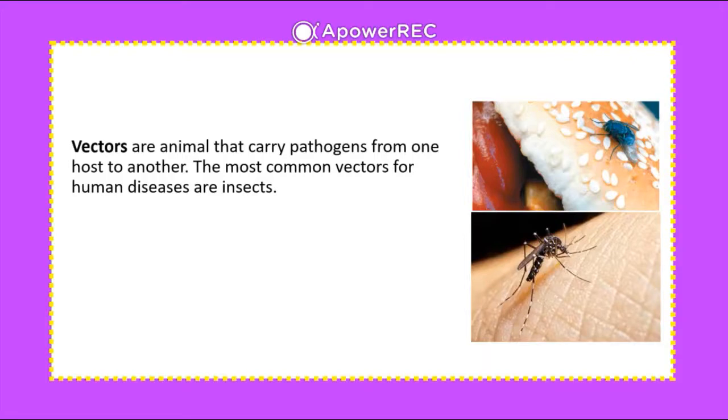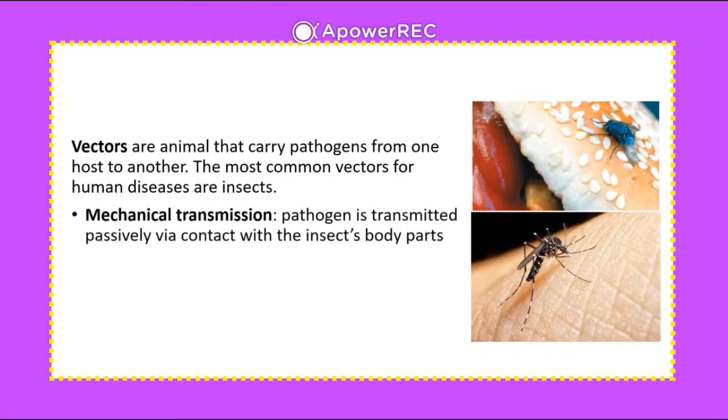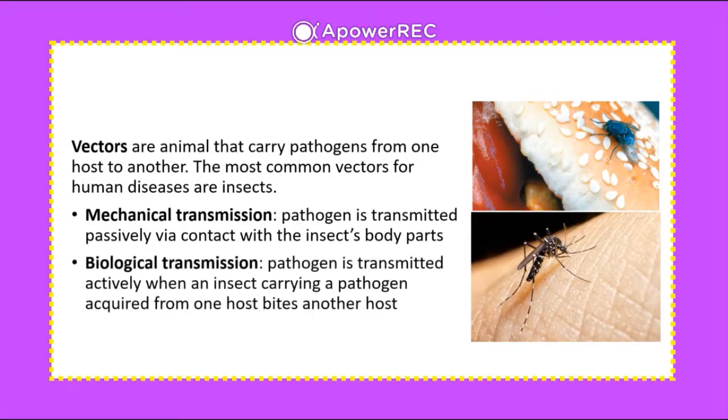Vectors are animals that carry pathogens from one host to another. Very common vectors in human diseases are insects. We have 2 different types. There is mechanical transmission, which involves passively transferring diseases through the body parts, such as this fly landing on this hamburger. Or we can have biological transmission, where the disease is actively transmitted via a bite from an insect, carrying it from one host to another.